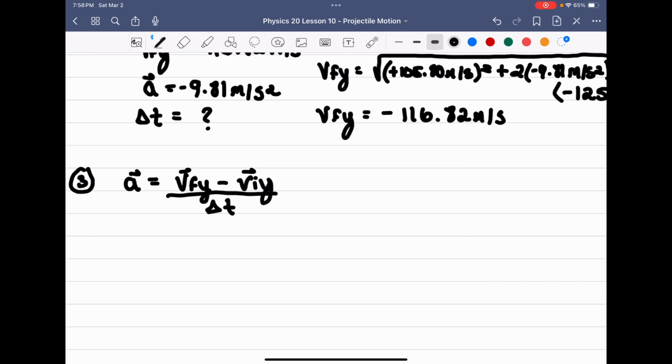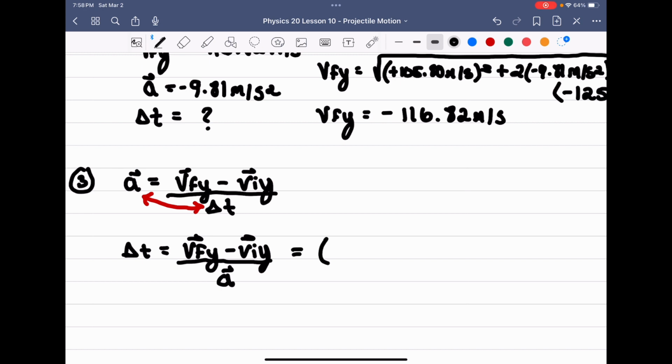Now, change in time and the acceleration are going to swap because I know from my math skills, if I multiply up the change in time, I'll eventually have to divide by the acceleration, and so they'll just end up swapping places. This is going to give me change in time is equal to VFy minus VIy, like so, divided by the acceleration. All right, now I'm going to plug in magnitudes here.